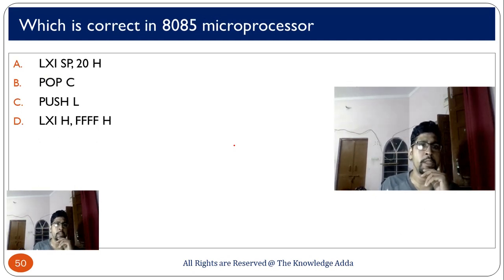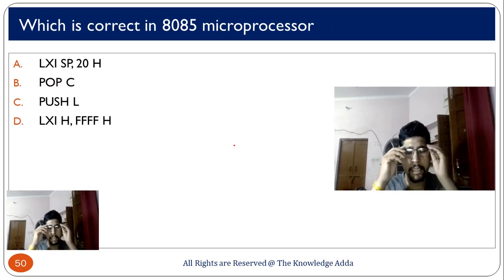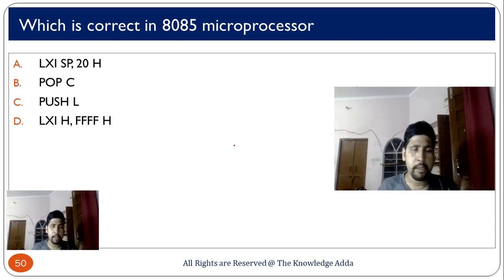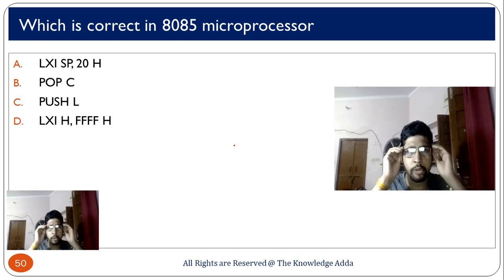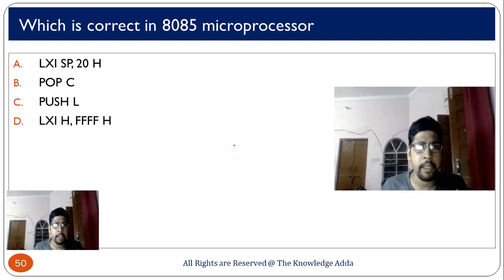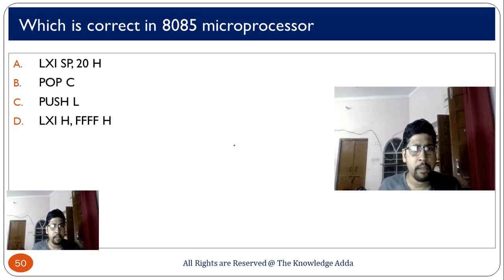Now which is correct in the 8085 microprocessor? As we discussed in the last slide, SP is a 16-bit register, so it will store 16-bit data, but you are providing only 8-bit data, means that is wrong. POP C, which we have already discussed, is also wrong. PUSH L is also wrong, because you have used the second letter of the register pair, that is not possible. You have to use the first letter of the register pair. And in the last, LXI H, FFFF, that is correct, because H represents the HL pair, and the HL pair can store 16-bit data.